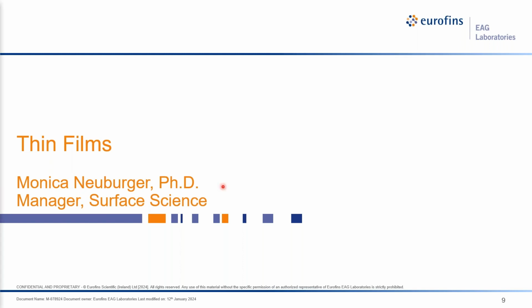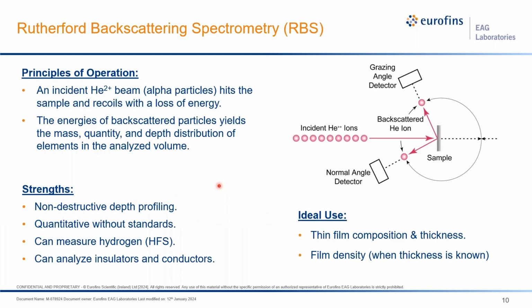I'm Monica Neuberger. I'm the manager of the Surface Science Group here at EAG's lab in Sunnyvale, California. I've been with the company for almost 20 years, working primarily in time-of-flight SIMS and XPS. I'll be talking about those two techniques as well as Auger analysis, and I'll start with Rutherford backscattering. Of the techniques that I will be discussing, this is the least surface sensitive. It probes several hundred nanometers into a sample surface.